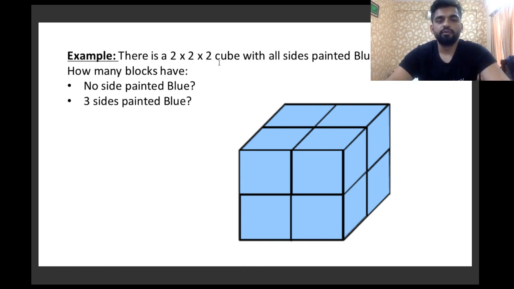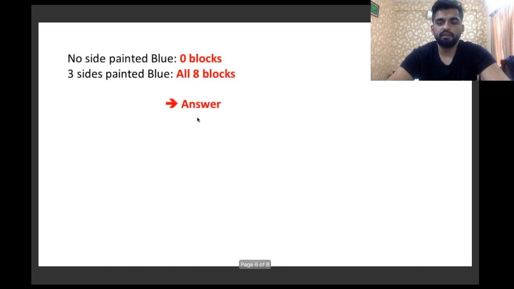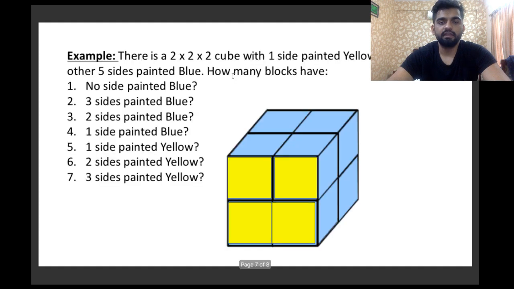Let's take an example. There is a 2 into 2 into 2 cube with all sides painted blue. How many blocks have no side painted blue? 3 sides painted blue? This is the same question that we just did. No side painted blue will be 0. 3 sides painted blue will be all 8 blocks. So simple visualization helped us get the answer here. Example, let's see one more.